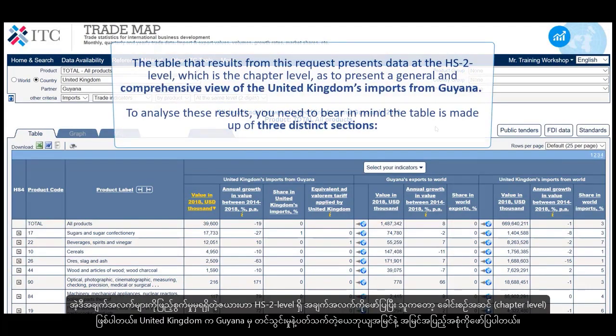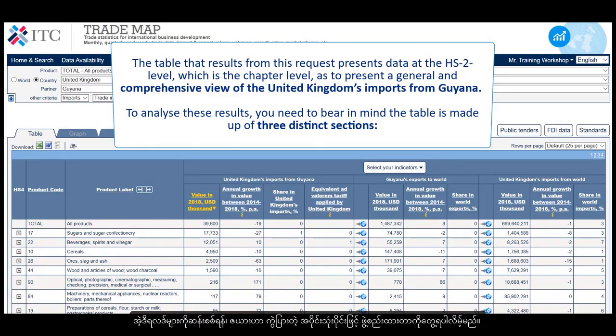The table that results from this request presents data at the HS2 level, which is the chapter level, so as to present a general and comprehensive view of the United Kingdom's imports from Guyana. To analyze these results, you need to bear in mind the table is made up of 3 distinct sections.